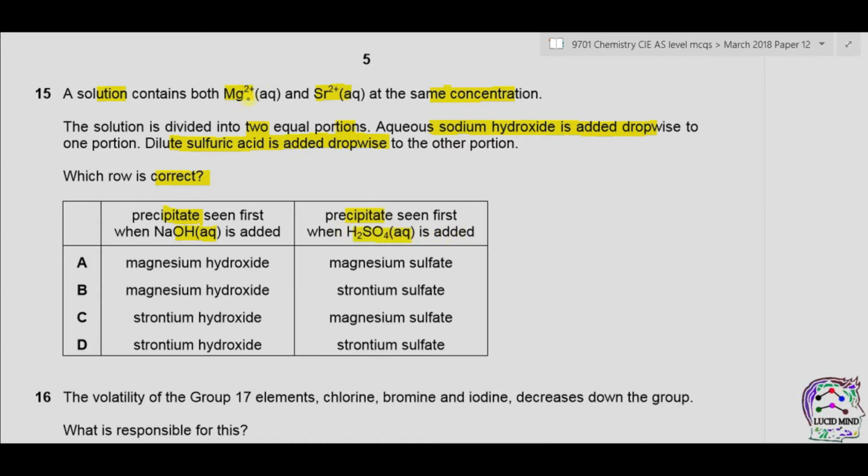Now we know that magnesium forms magnesium hydroxide with sodium hydroxide and strontium will form strontium hydroxide. Similarly, magnesium will form magnesium sulphate with sulfuric acid. Strontium will form strontium sulphate with sulfuric acid. As magnesium and strontium both are in group 2 of the periodic table, we know that the solubility of hydroxide increases down the group.